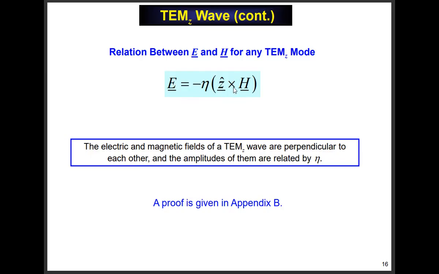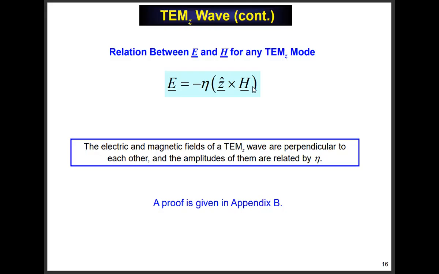It means that the E vector is always going to be perpendicular to the H vector, right? So if it's TEMZ, there's no EZ, there's no HZ. So E and H vectors stay in the cross-sectional plane, like this is the cross-sectional plane, Z direction. They're going to stay in the plane of the blackboard, right? And if you take a vector in the cross-sectional plane and take Z cross it, it's going to stay in the cross-sectional plane and just rotate by 90 degrees. So E and H vectors stay in the cross-sectional plane, one is perpendicular to the other, and the amplitudes are related by eta.